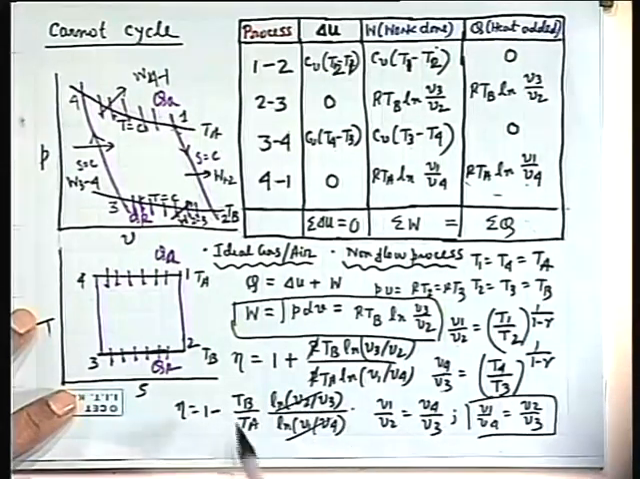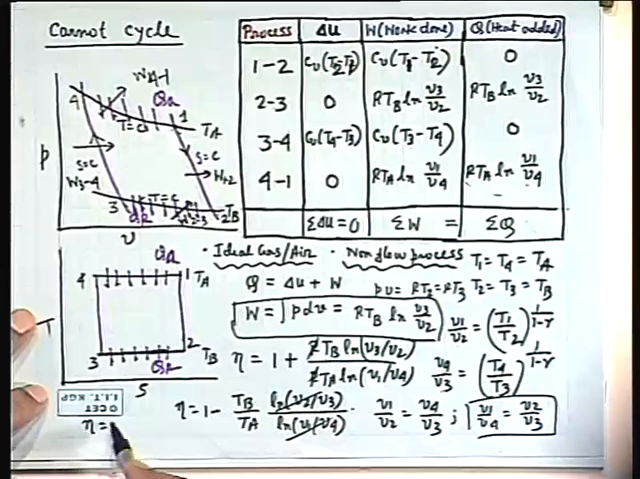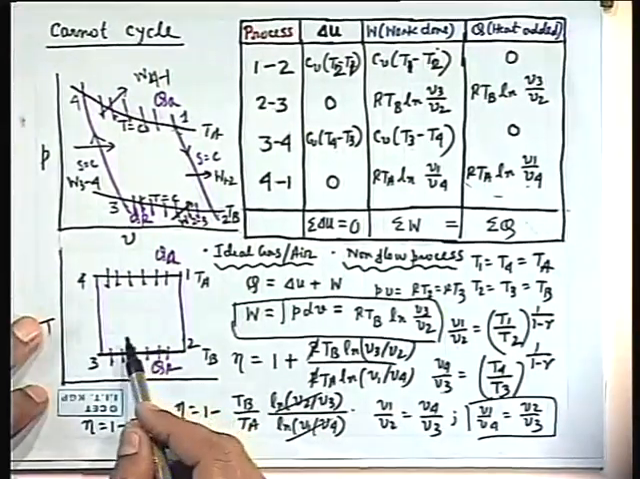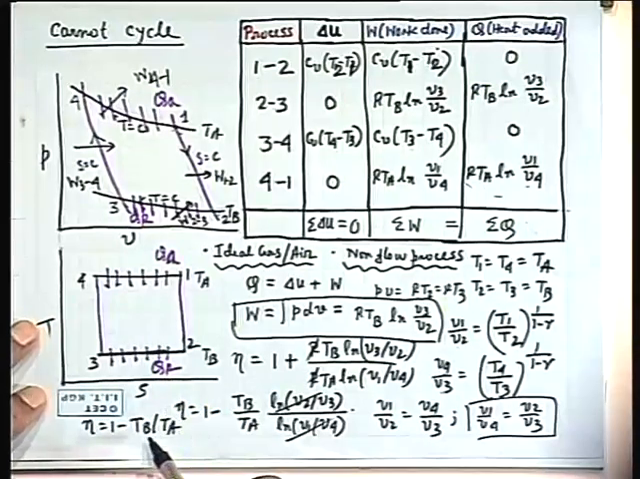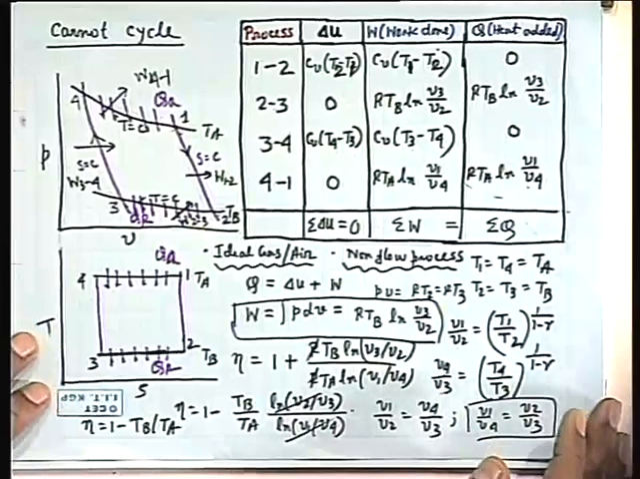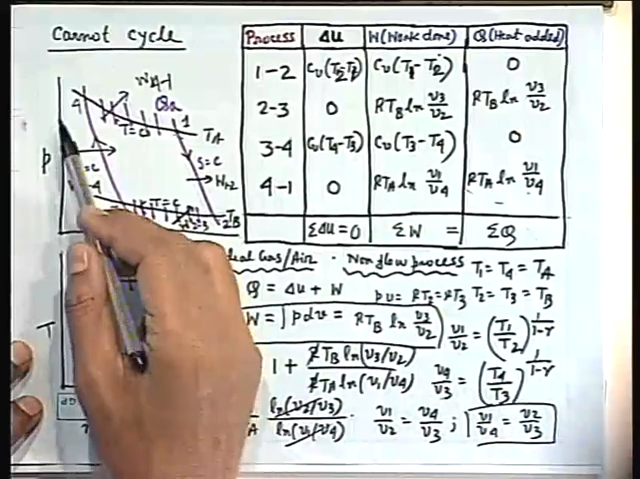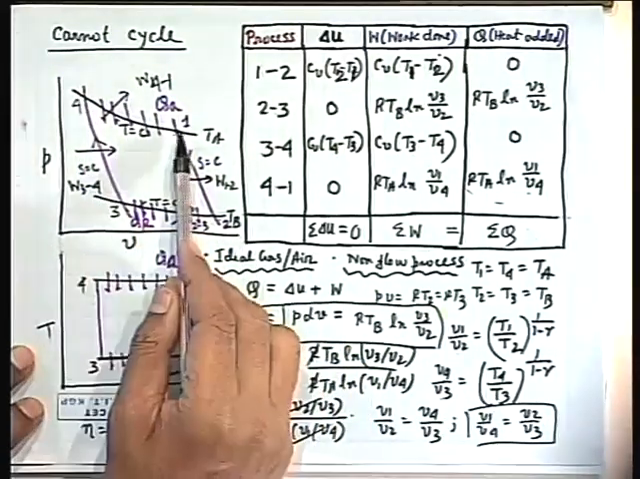So these two cancel out and I get eta is 1 minus Tb by T, which is the efficiency of a Carnot cycle. That means 1 minus the temperature of heat rejection divided by the temperature of heat addition.